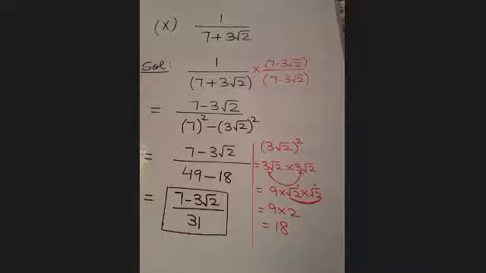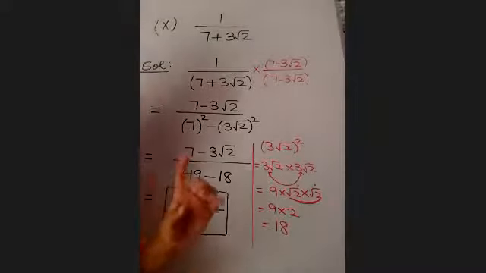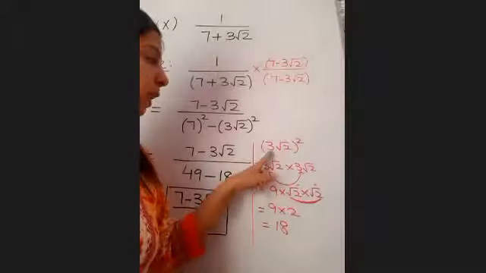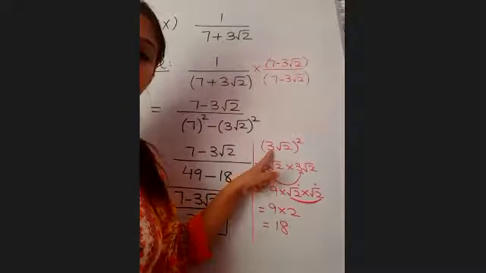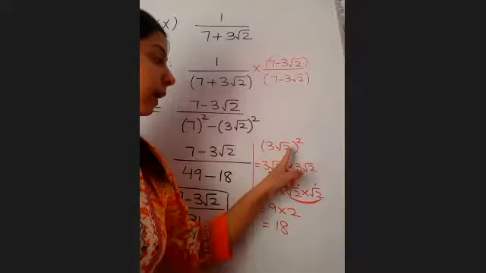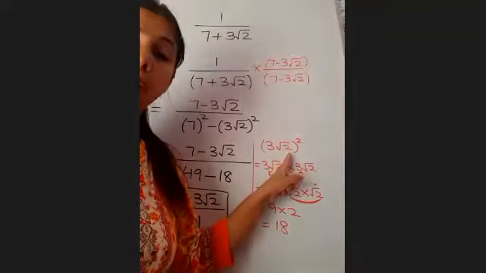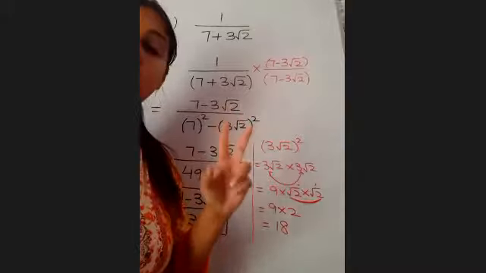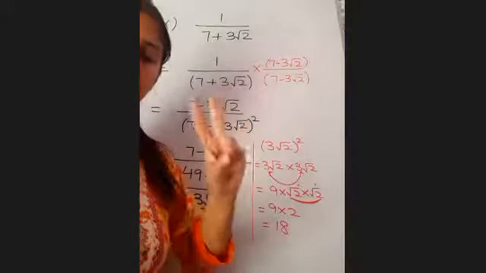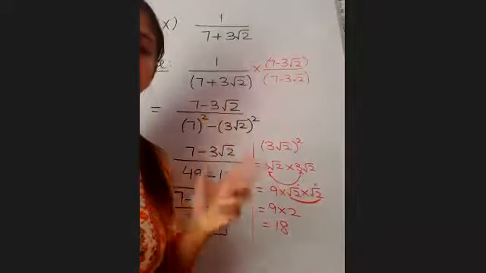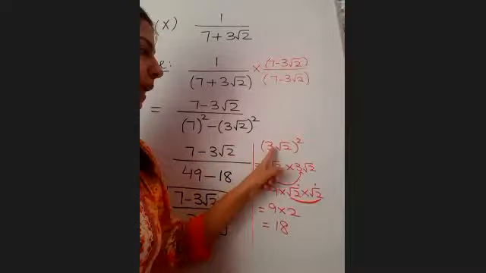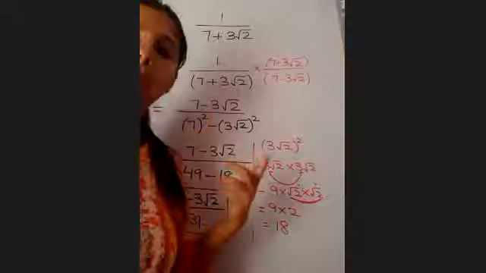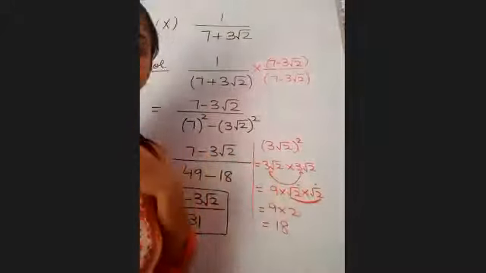Okay. Now I would like to tell you one trick to solve this orally. What is the square of 3, children? 9. And what is the square of root 2? 2. Root 2 ka square is 2. So 9 into 2 gives you 18. So that is how you can do it orally without using pen and paper.